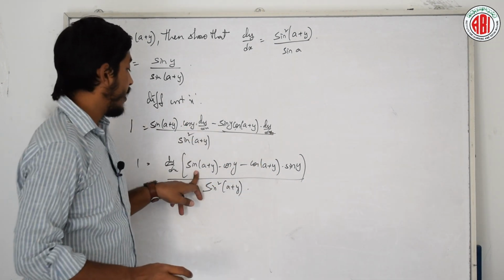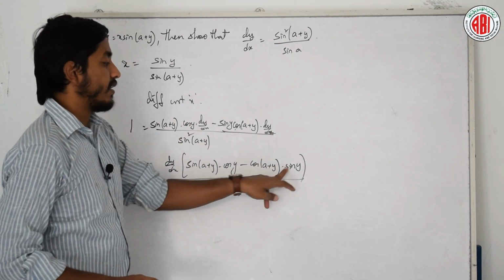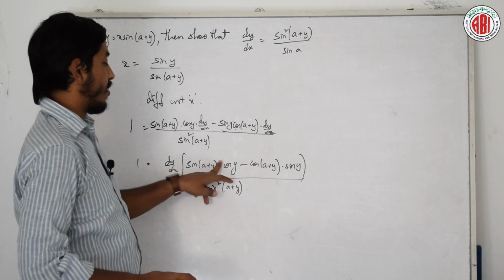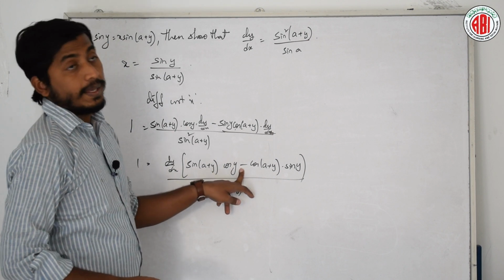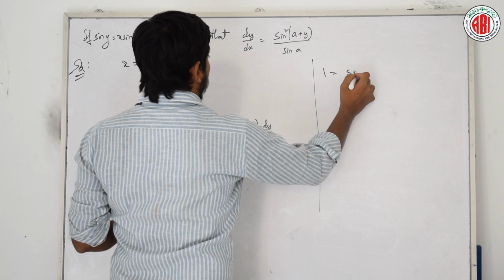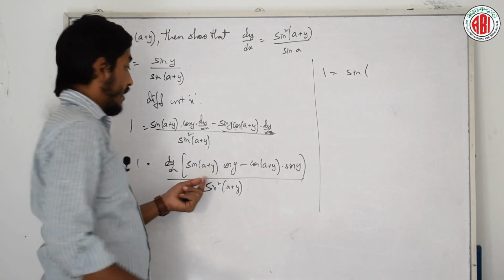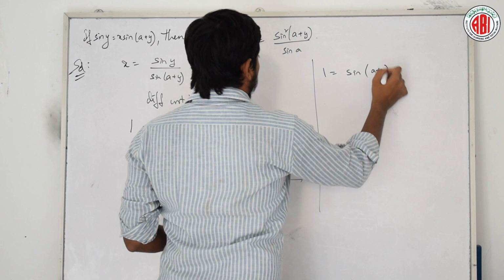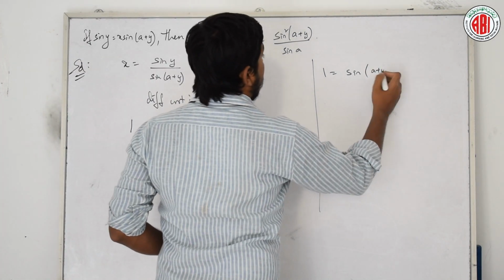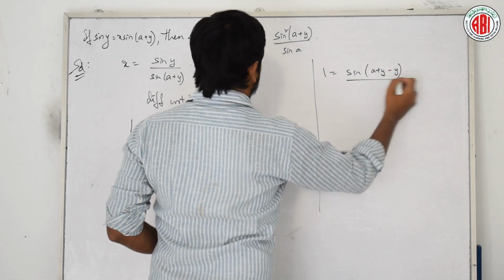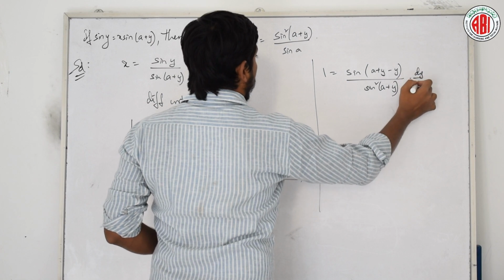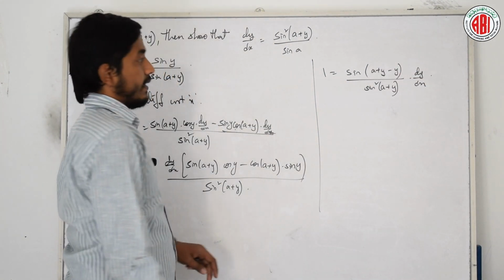If you observe here, sin a cos b minus cos a sin b. What is the formula of that? Sin a cos b minus cos a sin b, that is nothing but sin of (a minus b). That is 1 is equal to sin of, what is a here? a plus y, minus, what is b? y. Is it right? (a plus y minus y) divided by sin square (a plus y) into dy by dx.